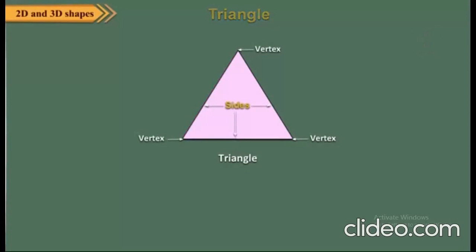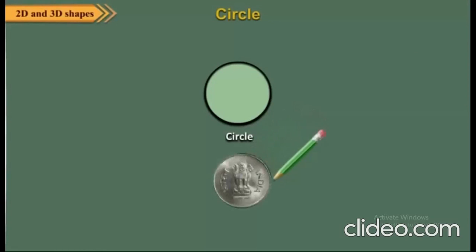Now circle. Circle has no side and no vertex. It is a closed loop. It can be traced using a 1 rupee coin and other things to form a circle. You can trace coins and form circle. Let us see.